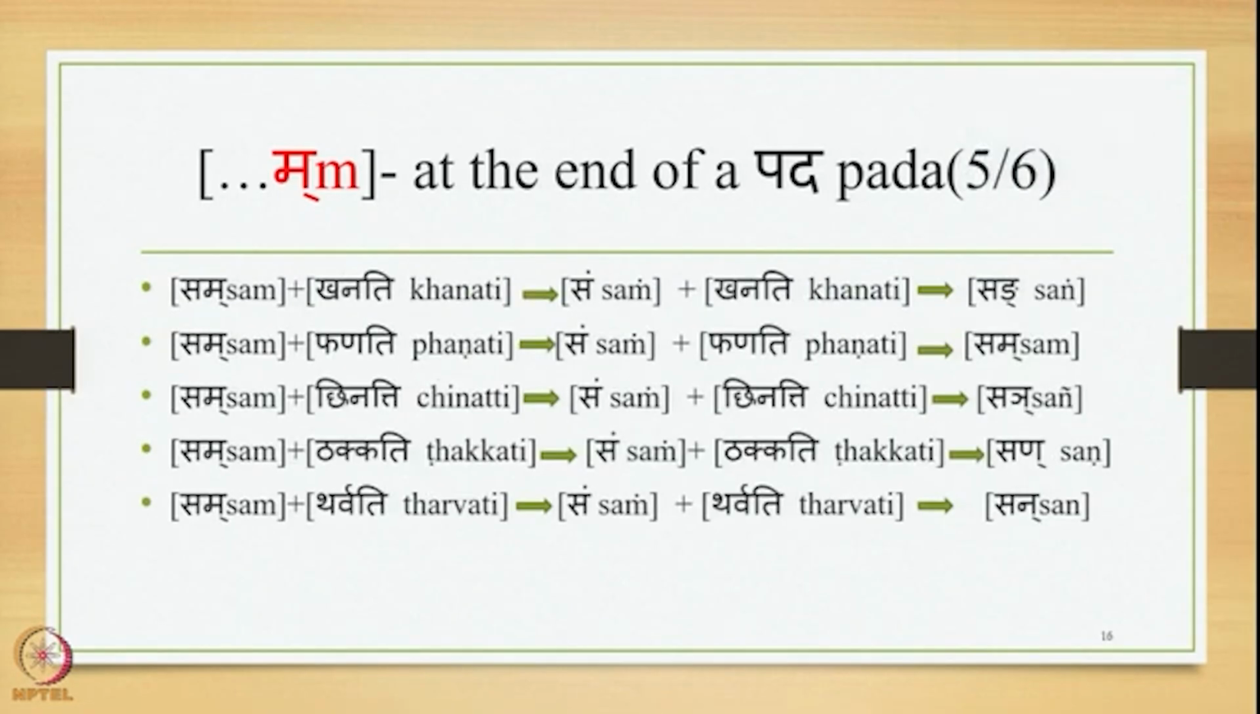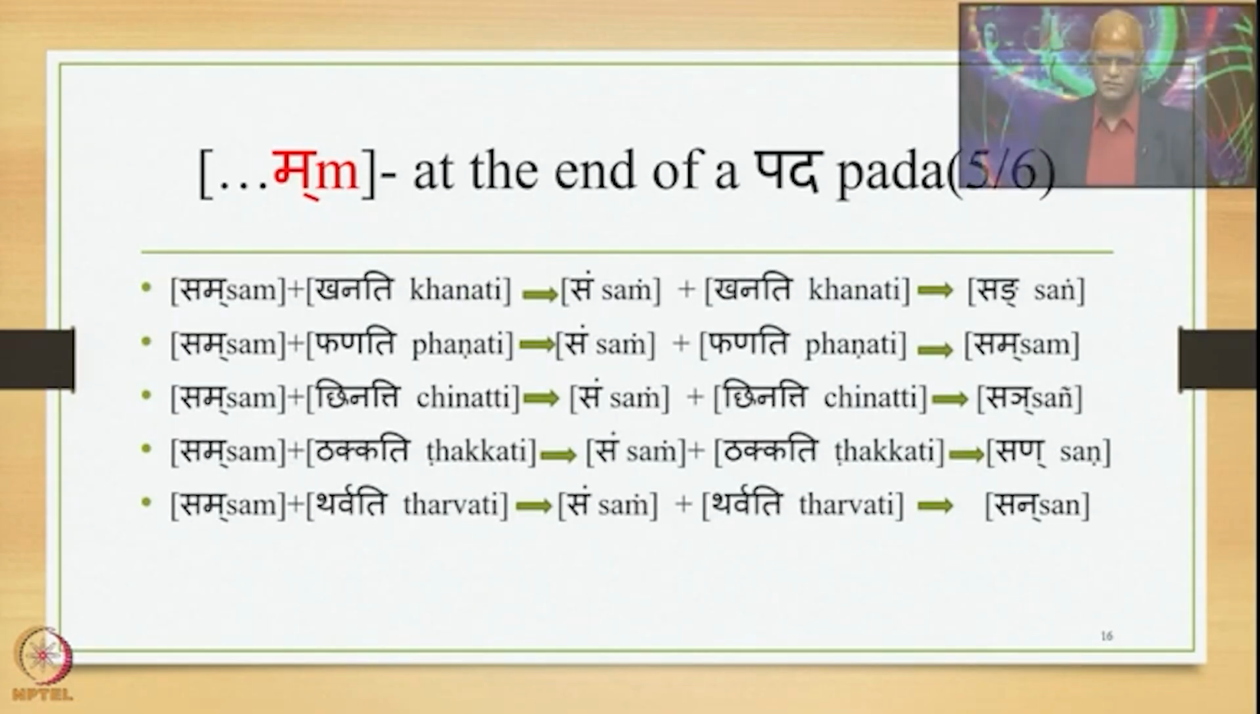Similarly, we have sam plus khanati, and the output generated is sam khanati, where ma is substituted by an anuswara. This becomes an input for 8459, and this anuswara is substituted by the nasal parasavarna of kha, which is nga, sang plus khanati, but this is optional, so optionally we also generate sam plus khanati as the output.